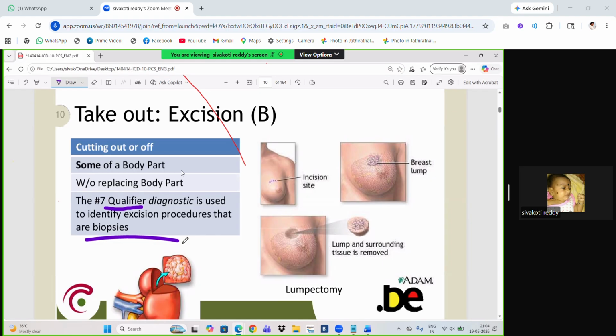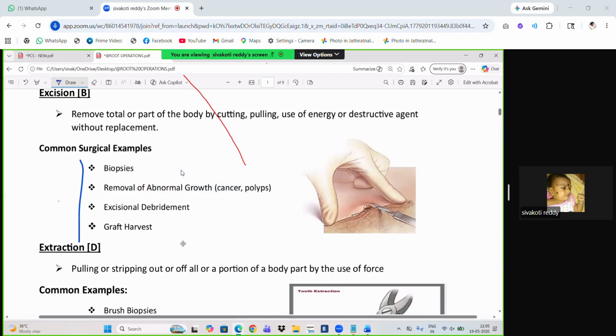Excision means they remove a portion of the body part. So what are the examples you will get? Removal of a portion of a body part. Note down: biopsies, like removal of abnormal growths, cancer, polyps, mass, lump also, guys. Excisional debridement, graft harvesting. They are taking the sample for graft harvesting, it is also excision. Then partial ectomies.